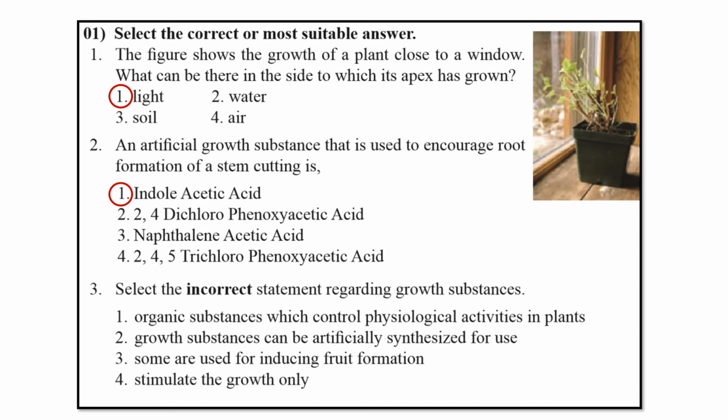Number 3. Select the incorrect statement regarding growth substances. Organic substances control physiological activities in plants. Growth substances can be artificially synthesized for use. Some are used for inducing fruit formation. Stimulate the growth only. So the incorrect answer is the fourth one.